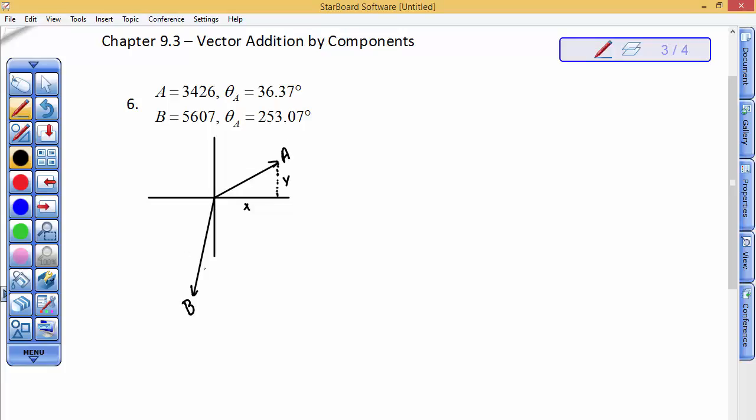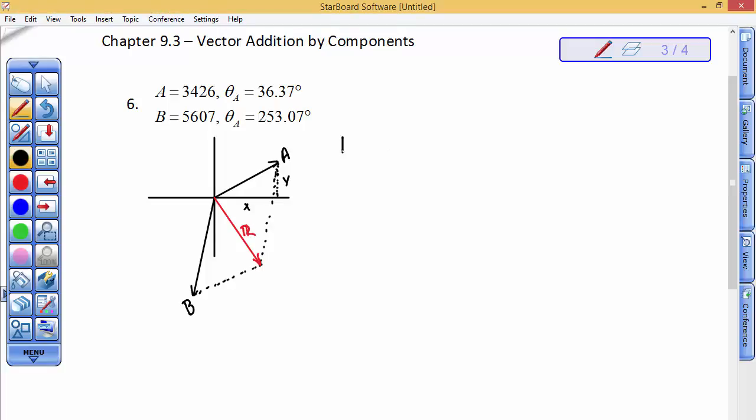If I were to try to go through this parallelogram method and see what I thought my answer would be, I'm looking at something like this, and the resultant will be in the fourth quadrant, I believe, from my picture. And let's go ahead now and do those calculations.